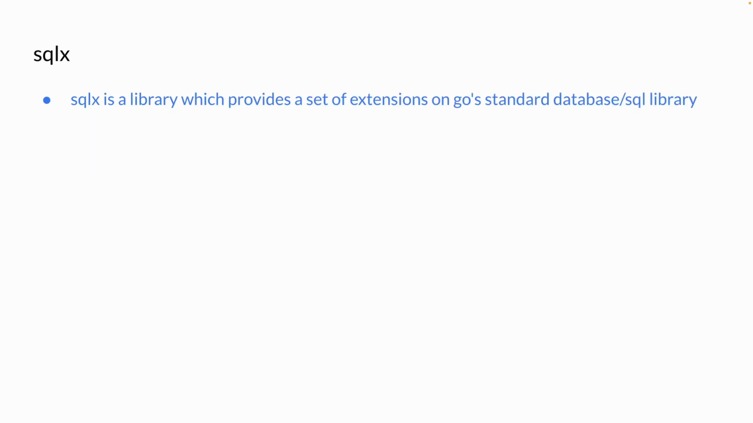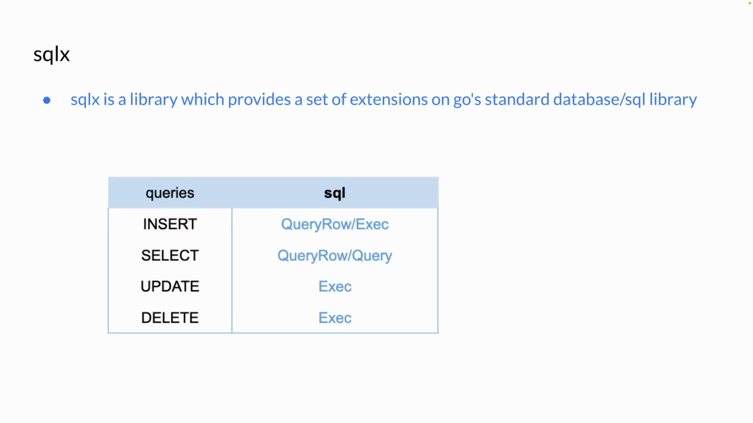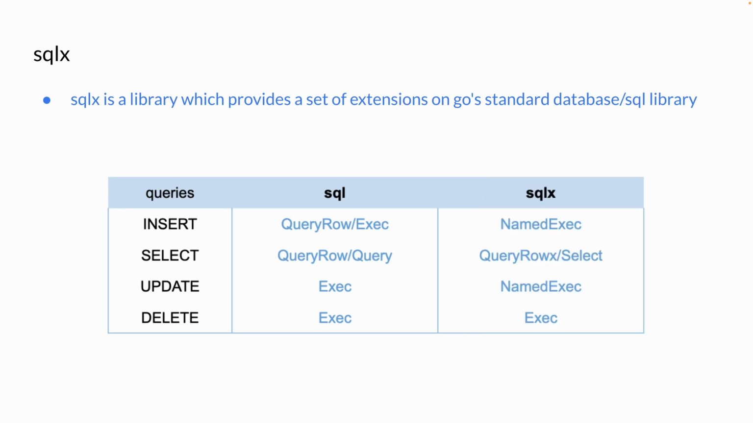And among these database libraries, we're going to use sqlx to query our database in this episode. sqlx is just a standard Go SQL library with a set of extensions. For the standard SQL package, there are some commonly used methods for each of the queries, and sqlx provides its own set of methods that helps us query the database more easily. So instead of QueryRow or Exec, we can use NamedExec. And instead of Query, we can use Select or GetContext as provided by sqlx.